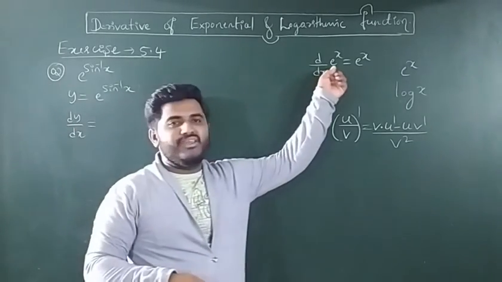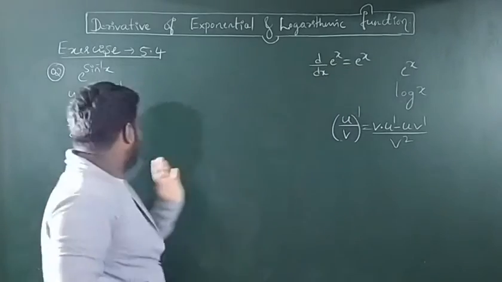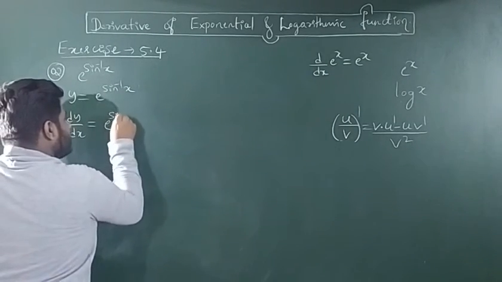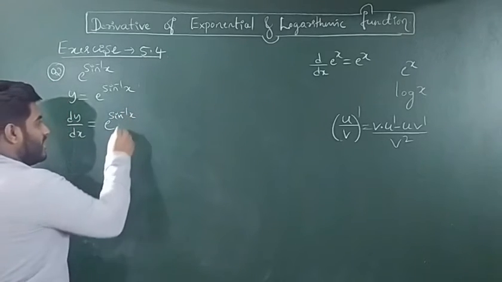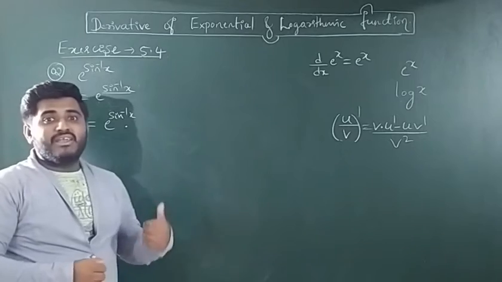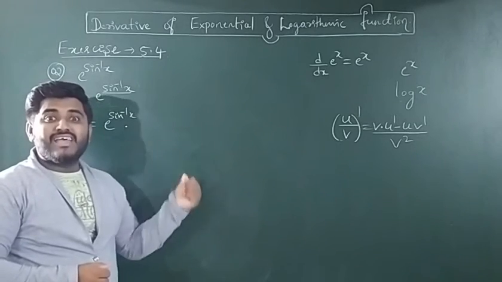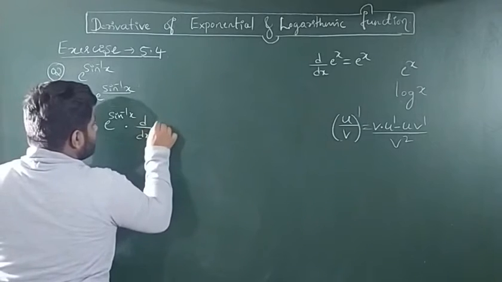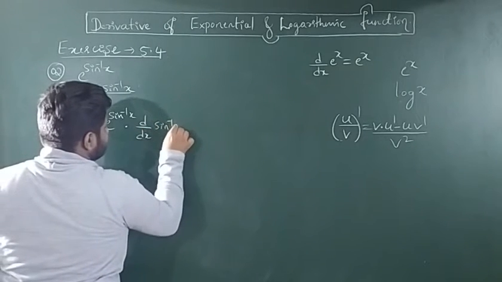So what is the differentiation of e raised to x? E raised to x itself. So differentiation of e raised to sine inverse x is e raised to sine inverse x itself. But if it were only x here, it would end. But here it is not x, here it is sine inverse x. So we should do again d by dx of sine inverse x.